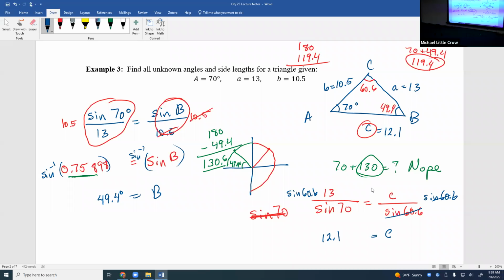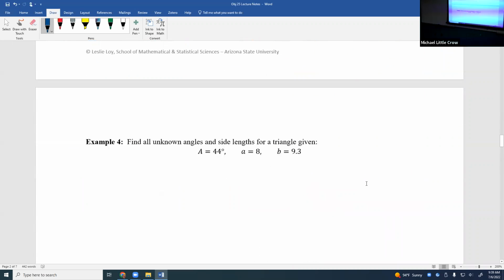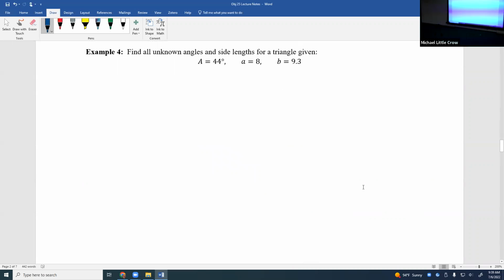Okay. One more example, and then we'll get into law of cosines, and then we'll be finished with this course content. Now, what do you think is going to happen here? How many solutions are we going to get? We had 0 solutions, no solutions. We had 1 solution. So this one should be the 2 solution one.